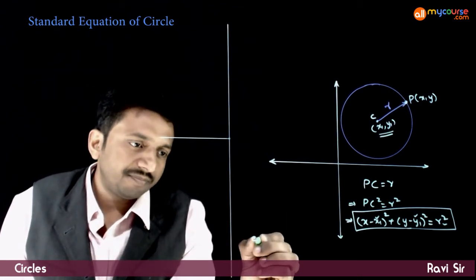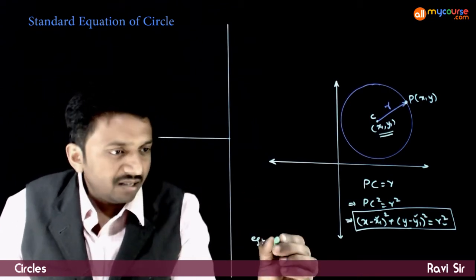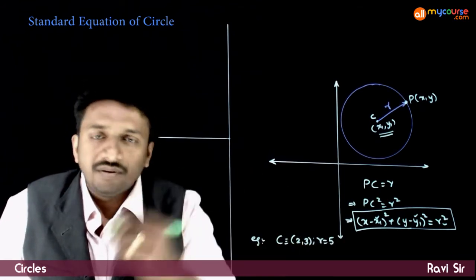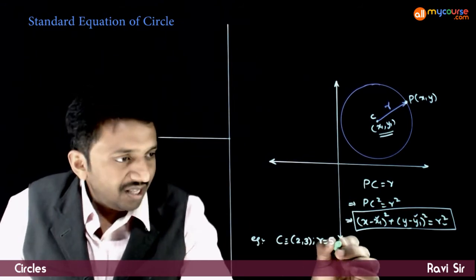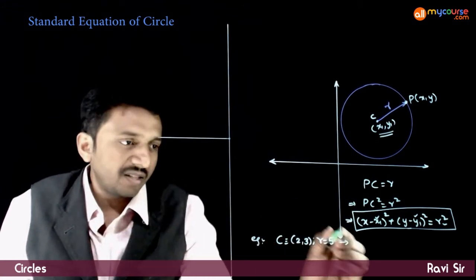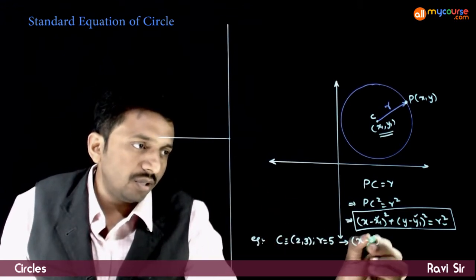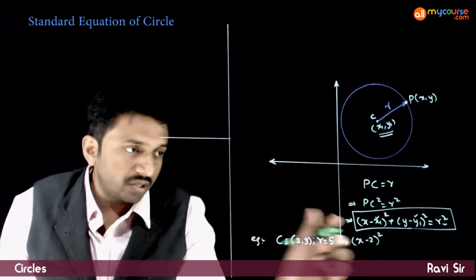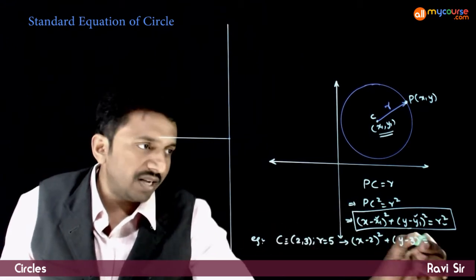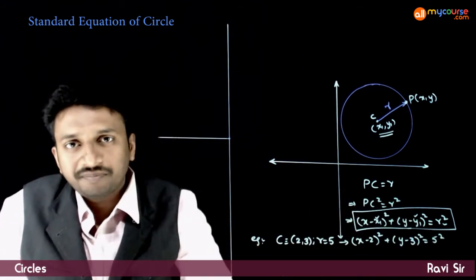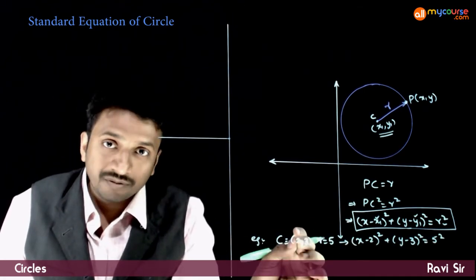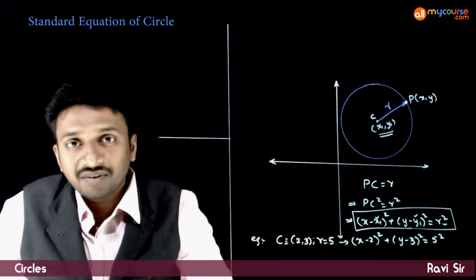For example, if you want a circle with center (2, 3) and radius equal to 5 units, what is the equation of the circle? It is nothing but (x minus 2) whole square, (x minus x1) whole square, plus (y minus 3) whole square is equal to r square, which is 5 square. So I hope you understand how to find the equation of a circle whose center and radius are given.